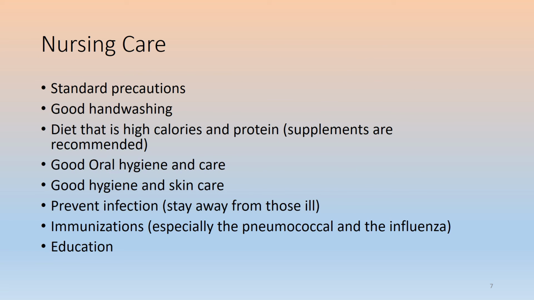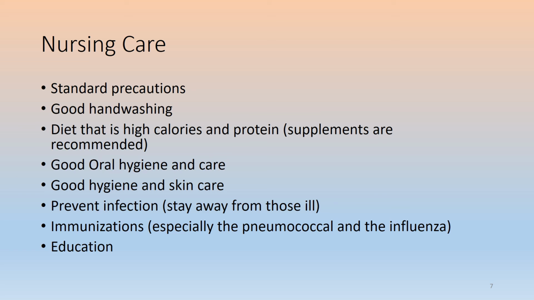Nursing care for a child with HIV, of course, is standard precautions. It's not contact. What it is is preventing infection. So it's standard precautions. Good hand washing is very important. Many times these children are anorexic. They don't want to eat. Some of them, when they're really little, become failure to thrive. But it's really, really important to promote optimal nutrition. Whether they can eat orally or they need parenteral nutrition, it should be high in calories and proteins. And supplements are always recommended.